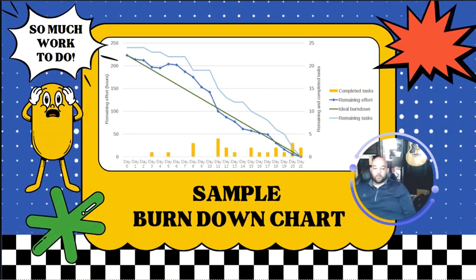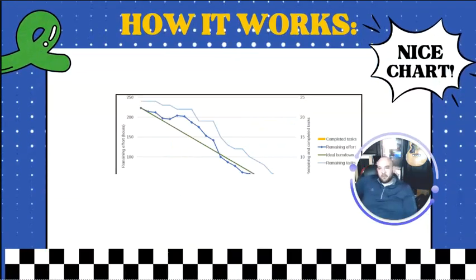If we look at this sample burn down chart here, you have the remaining effort or hours on the left, and then you have the days on the x-axis. You'll notice the yellow boxes, that's completed tasks, the amount of work that was done, and this was the completed tasks that take up our project. Then you have your remaining effort. I'm going to break this down a little bit more over the next couple slides.